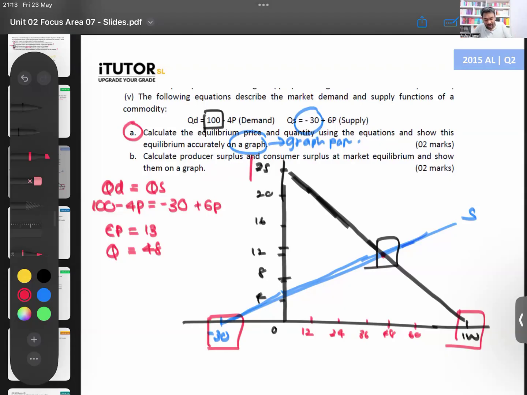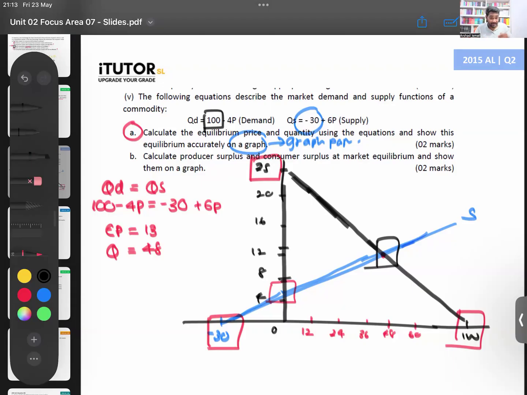Then maximum demand price. How do you get maximum demand price? Price when QD equals 0. And then this will be 5. Minimum supply price. So if you can find those 5 boxes, then you can draw the curve level. So first what you do is find equilibrium price quantity.